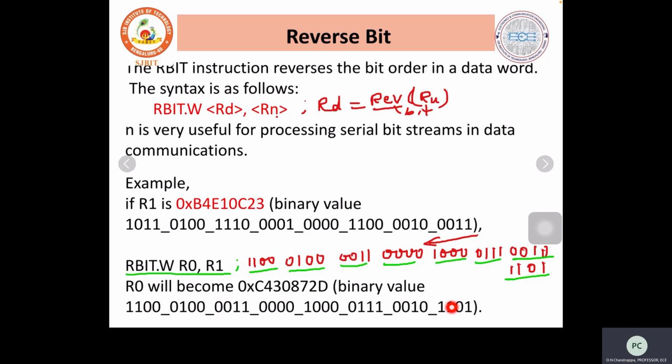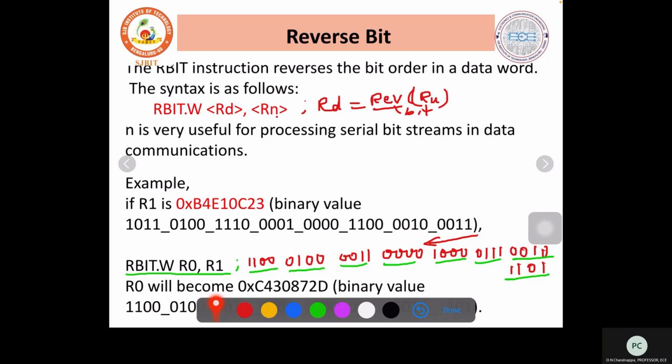All bits, from the MSB to LSB, the LSB bits become MSB bits. That order is very important. All bits should become reversed from right to left. That is very simple. We do not consider any byte. We do not consider any word. Only the bits become reversed. That is what we represent as RBIT, B for bit.